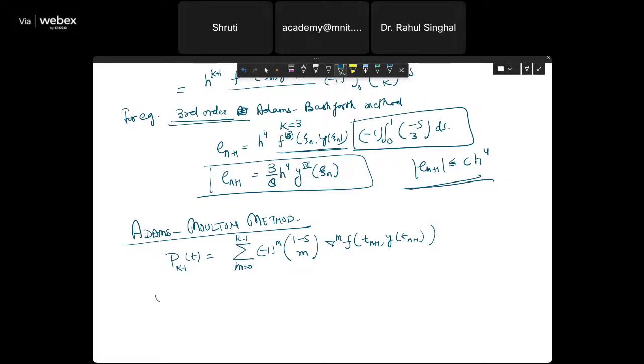what we obtain is the following: y n plus 1 equals y n plus summation m going from 0 to k minus 1 lambda m f at t n plus 1, y at t n plus 1, h, minus 1 to the power m, integral from 0 to 1, the binomial coefficient here, ds. Okay, this is again with the same setting which we have done earlier. Okay, t is taken as t n plus s h.